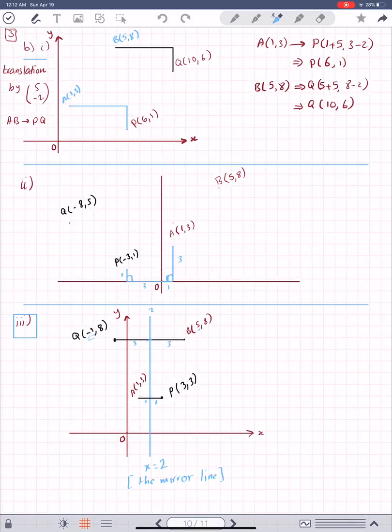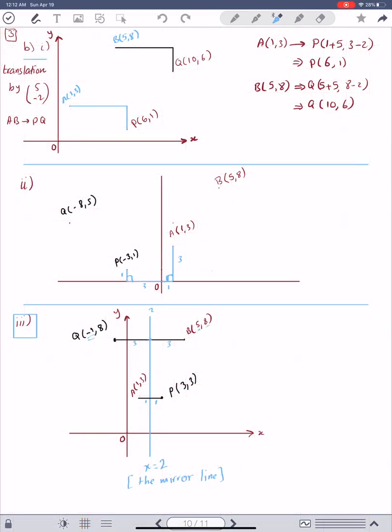See it on the grid? So B will be transformed in the reflection or by reflection in the line x equals 2. It's negative 1, 8. And pay attention here that the y coordinate was not affected, didn't change. Opposite of reflecting in y equals. So the x coordinate will be here affected by the mirror line x equals 2.